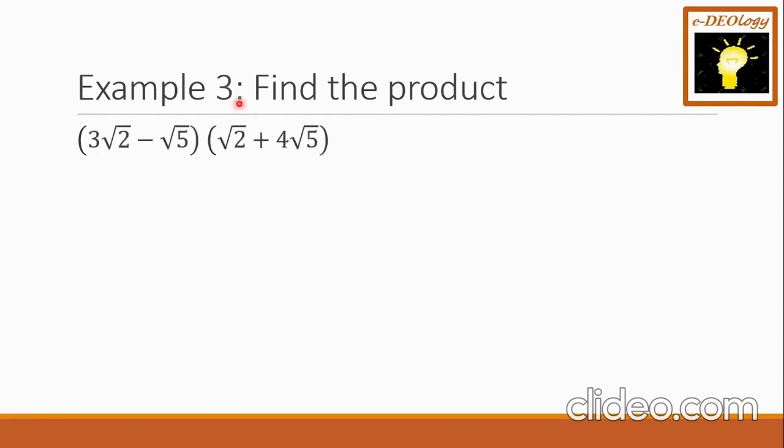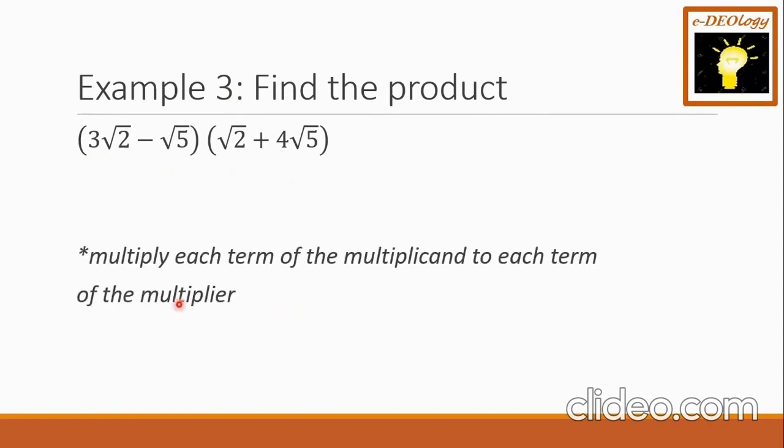Let's have example 3. There are two binomials with radicals that we will multiply. The first group is 3 square root of 2 minus the square root of 5. The second binomial, the square root of 2 plus 4 square root of 5. As per the rule, we will multiply each term of the multiplicand to each term of the multiplier. So the first group is the multiplicand, the second group is the multiplier.